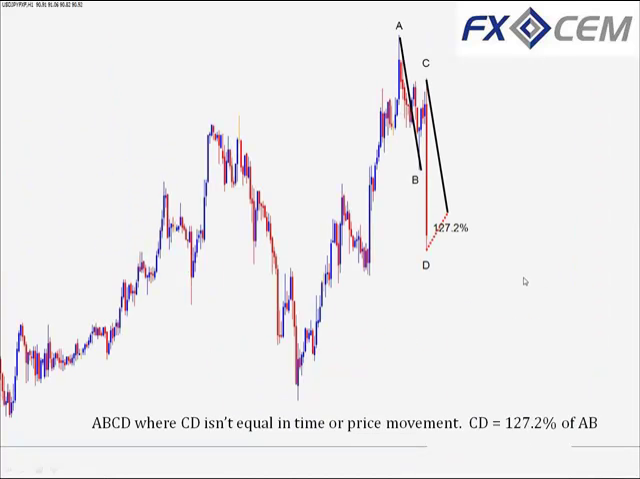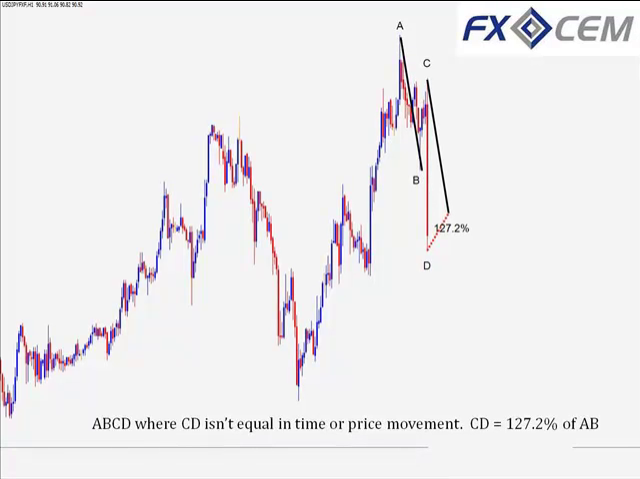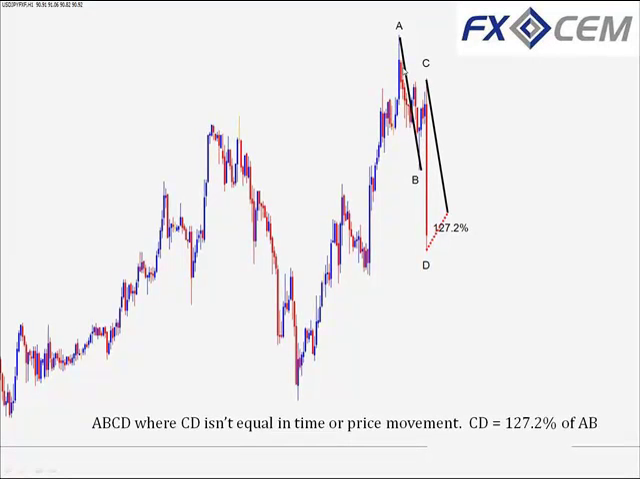Now here we have an example where there is an ABCD pattern. It's not an AB equals CD. So let me explain that. We have point A to point B. So right there, there's the price and time that we're looking for in the C to D move. So what do we do? We draw from A to B, then we just copy it, move it over, and then we see C, and this is where D was supposed to be, where we were anticipating it. But we see price shot down earlier, and it shot down below the move that the AB made.